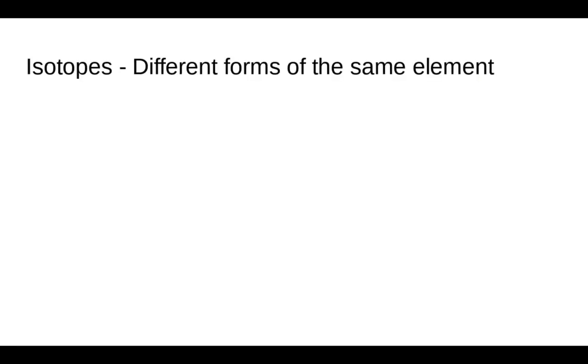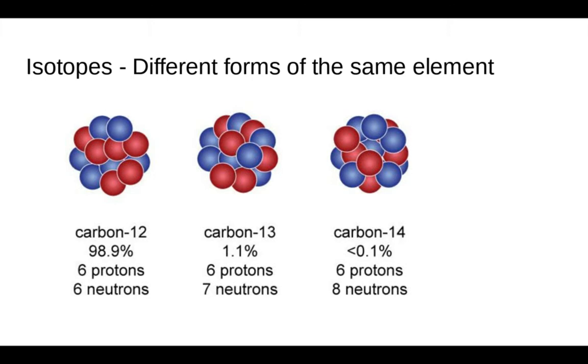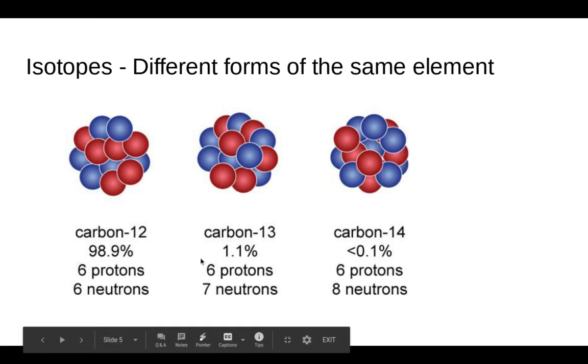And the reason why is isotopes. Isotopes are different forms of the same element, okay? Different forms of the same element. So let's look at carbon. Carbon here, I'm showing you 3 forms of it, okay? So the really common one is carbon 12, which has 6 protons and 6 neutrons. Another form is carbon 13. It has 6 protons and 7 neutrons. And another form is carbon 14, which has 6 protons and 8 neutrons.